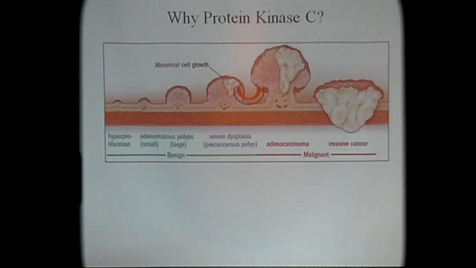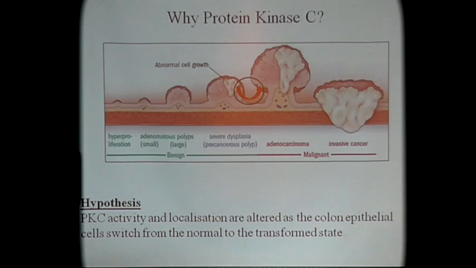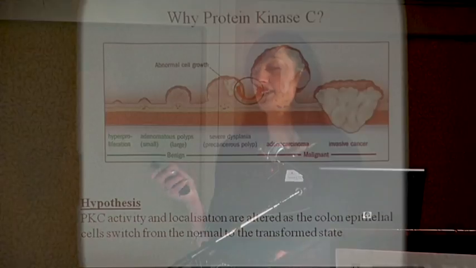So our hypothesis is that as the tissue goes from this normal phenotype into the transformed malignant phenotype, there's a change in the activity and the location of these PKCs. Also, we know it's very important to take into consideration the stromal environment around these colon cancer cells, trying to understand what's going on there as well.